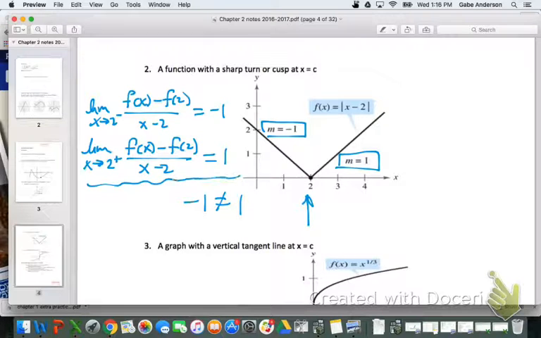This is the type of justification we're looking for here. To just say that a function has a sharp turn or a cusp, that's a good description, but it's not a justification. It's not actually a good reason to justify your answer.